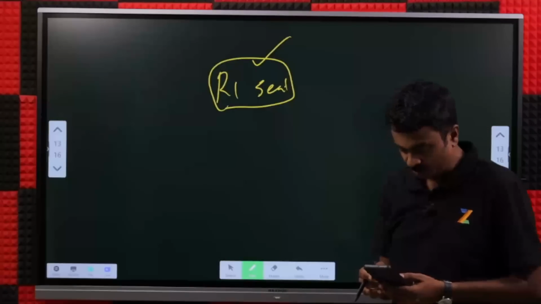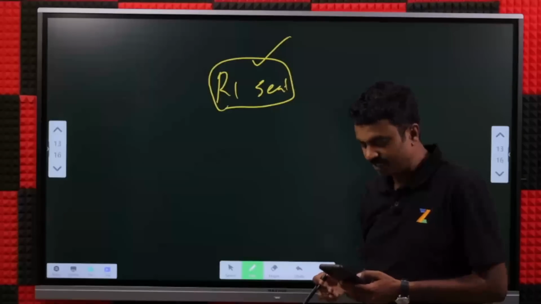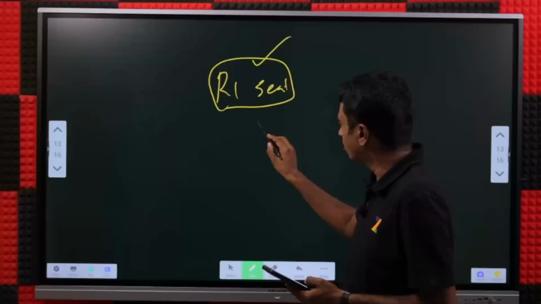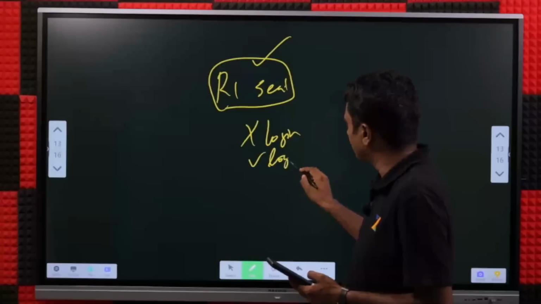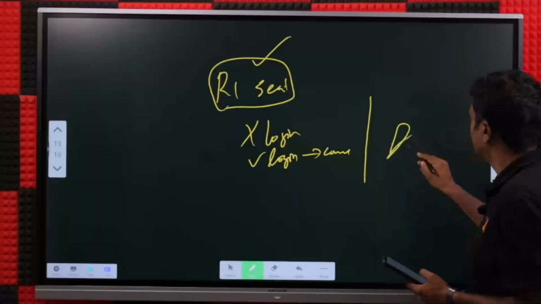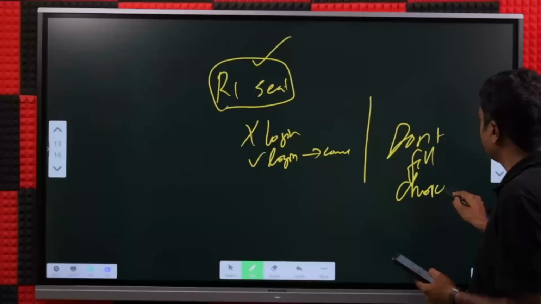Sir, I joined round 1 and opted for upgradation, and want to retain this. Should I log into the MCC portal if I joined round 1 and opted for upgradation and want to retain? You don't need to log into the MCC portal. Let us say you log into the MCC portal and give consent, even then don't fill choices. The idea is, don't fill choices if you want to retain your round 1 seat.